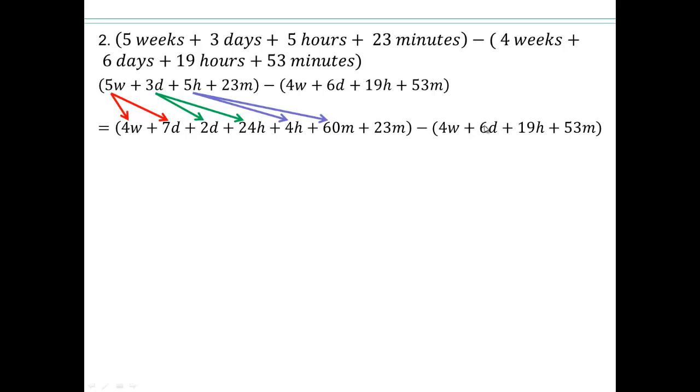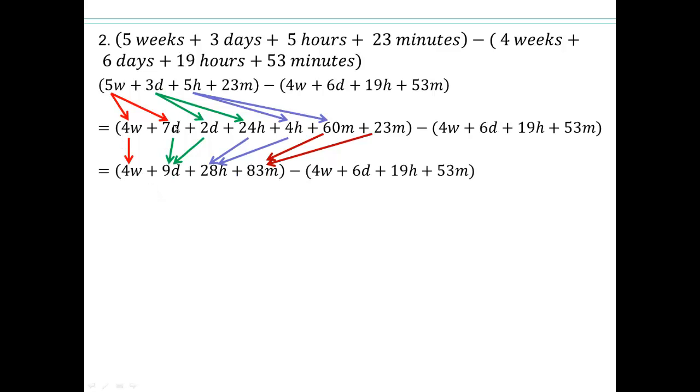Now I subtract days, 6 days, but I only have 2, so I'm going to break the weeks. 5 weeks to 4 weeks, and the 1 week is 7 days. So this 5 weeks got broken into 4 weeks and 7 days. Now I can perform my subtraction. So before I can do that, let's just combine and make sure we have enough of the minutes, hours, and days. So 4 weeks is 4 weeks, 7 days and 2 days. Again, adding like terms, see how that's coming in here, is 9 days. 24 hours and 4 hours is 28 hours. 60 minutes and 23 minutes is 83 minutes.